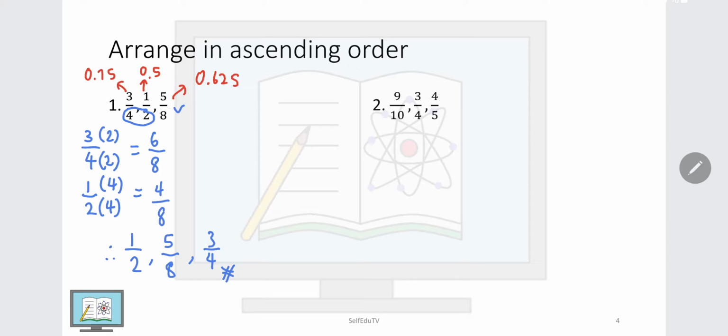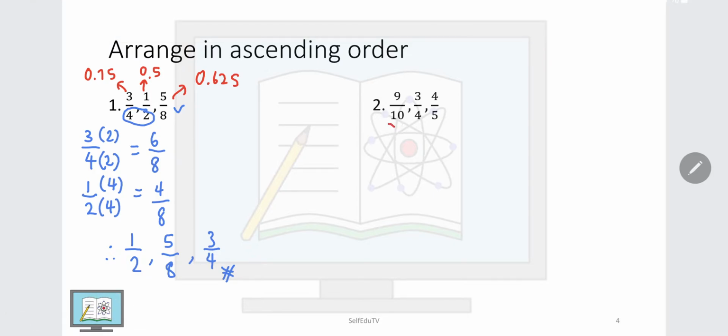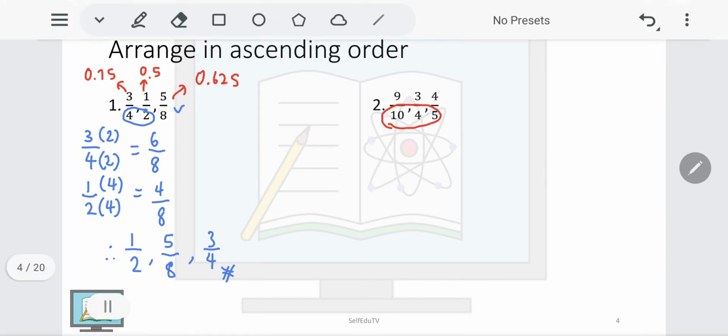Take a look at the second one. First you need to know what is the common denominator that you want. Maybe I can change everything to 20. If you can't identify or can't decide, another way is you find the LCM of these three numbers. So how to find?